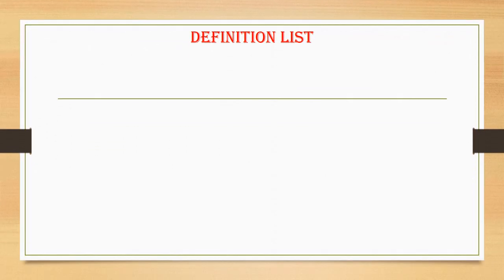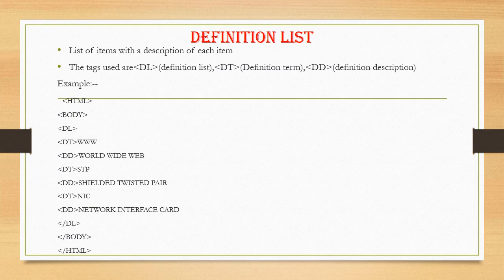The last part of it is a definition list. So listen here, what is a definition list? It means it will be giving the description of each item. That means we will have a term and also the description of that term, that means the full form of it.